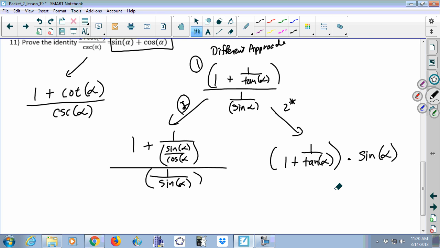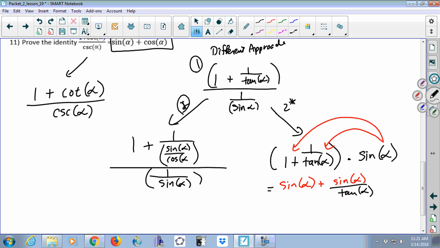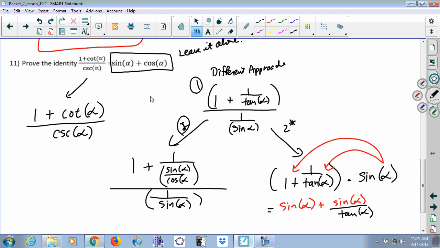So this is just my distributive property right now. I'm going to do sine alpha times 1 and sine alpha times 1 over tangent. So I get sine of alpha plus sine of alpha divided by tangent of alpha. Notice I kept my sine of alpha in red. Okay, it's starting to look a little bit like this up here, isn't it? Starting.